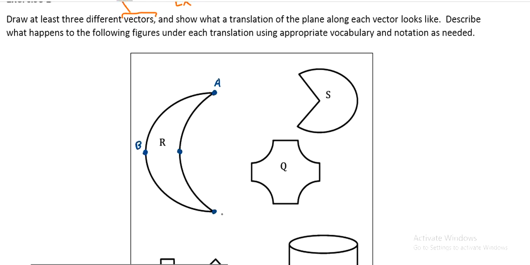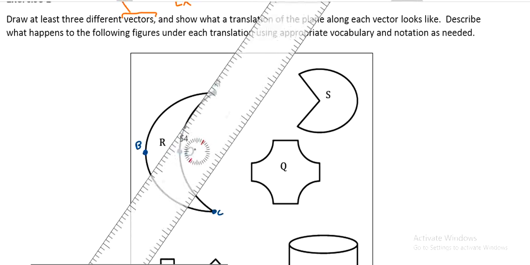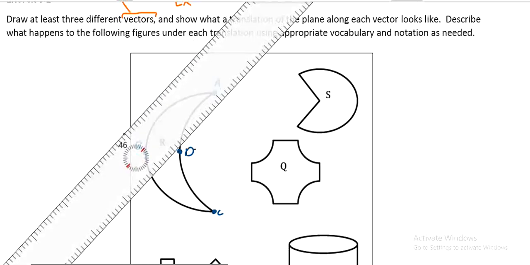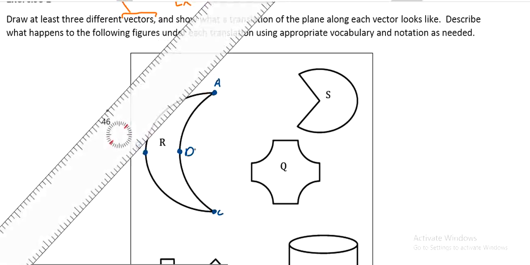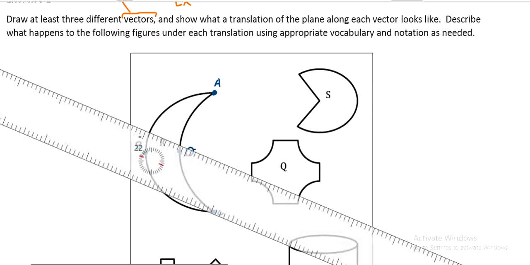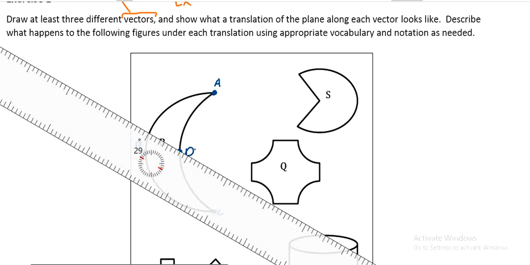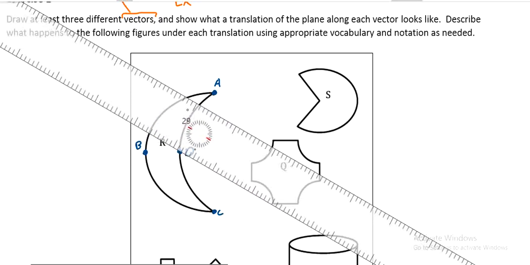And then for R, let's mark these points A, B, C, and D. We're going to move that shape R, it kind of looks like a quarter moon or a half moon shape. We're going to create a vector and move that half moon shape along the vector. So we're going to take a ruler and put my vector like this. The angle is important, so the direction is important.